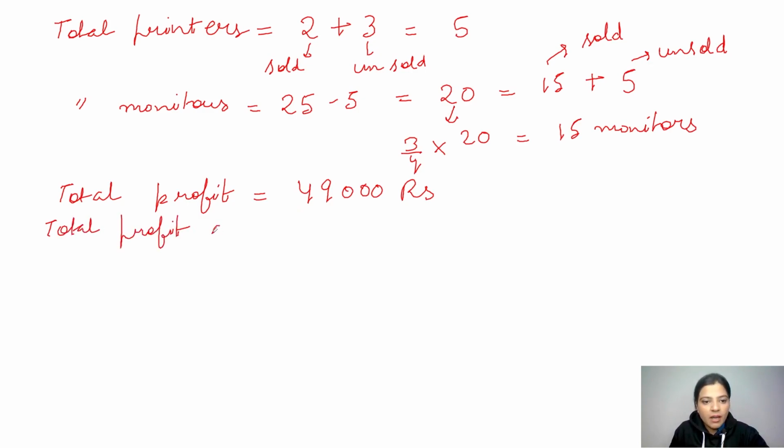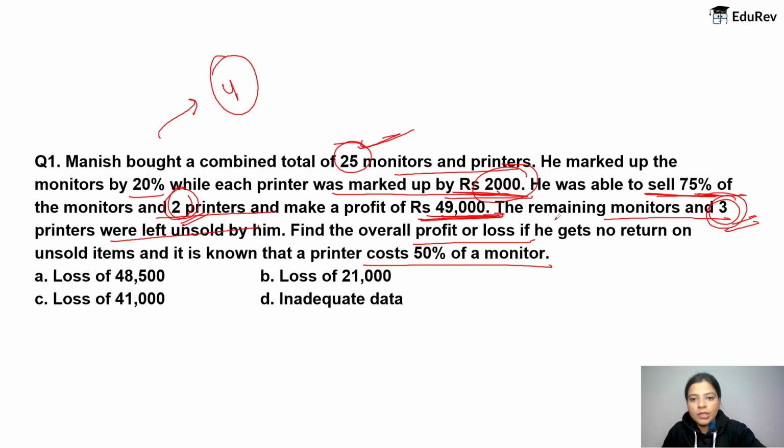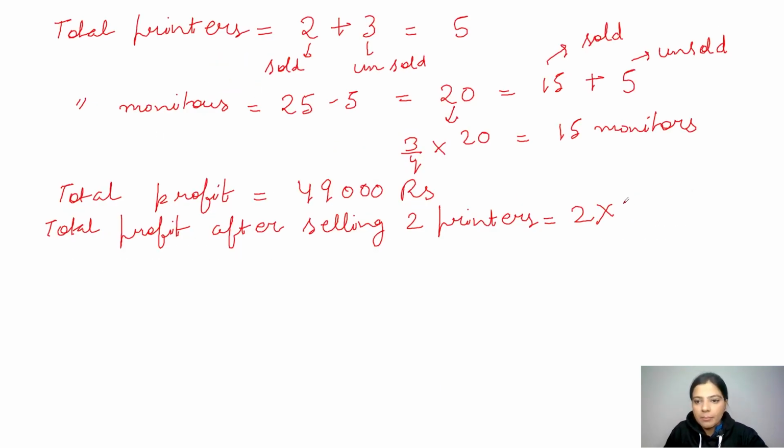Total profit after selling two printers. After selling two printers, total profit is nothing but 2 into 2000, because one printer was marked up by 2000. So for two printers, it means he earned rupees 4,000 on printers.